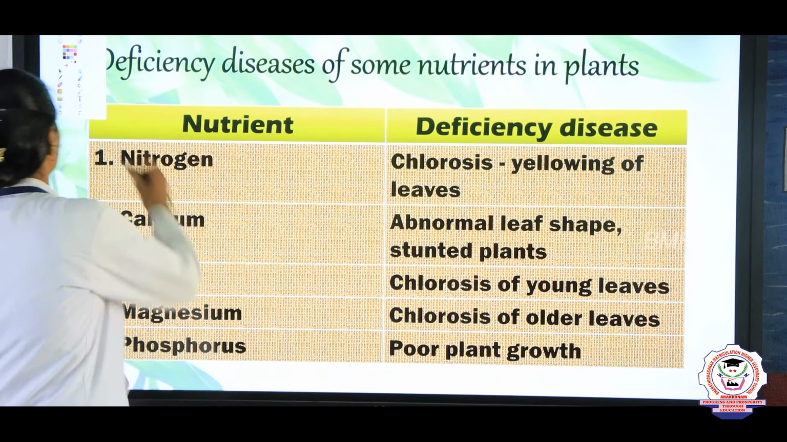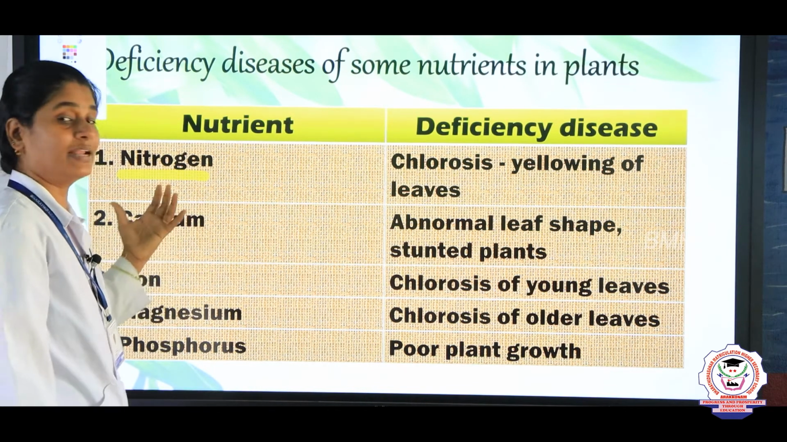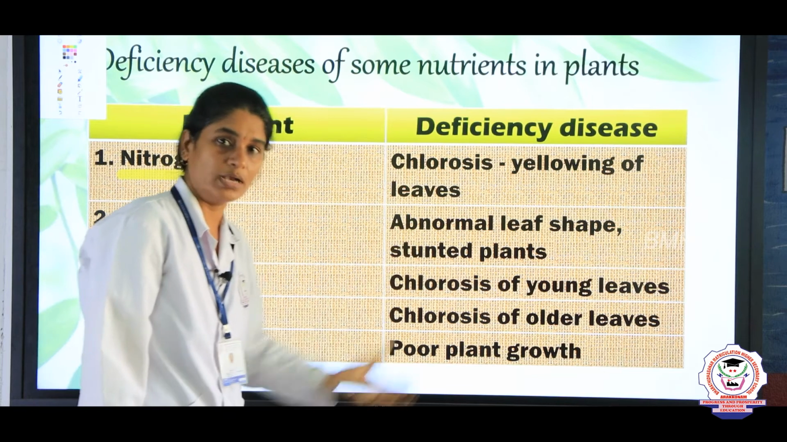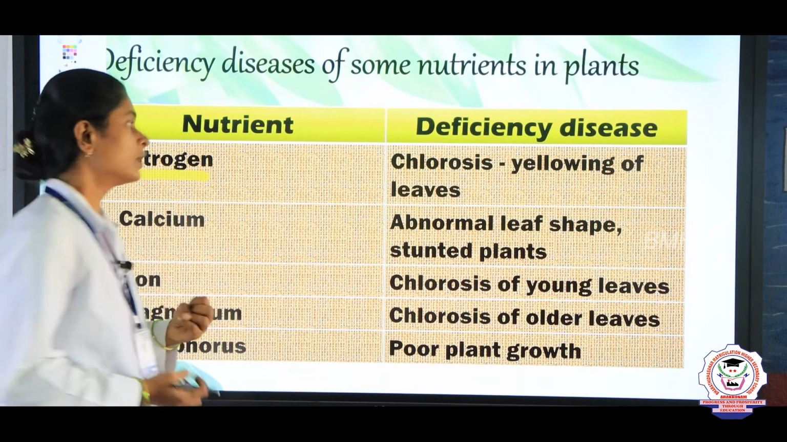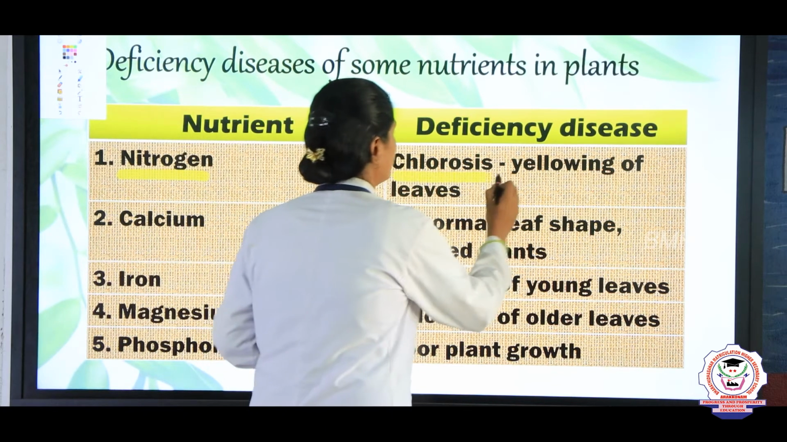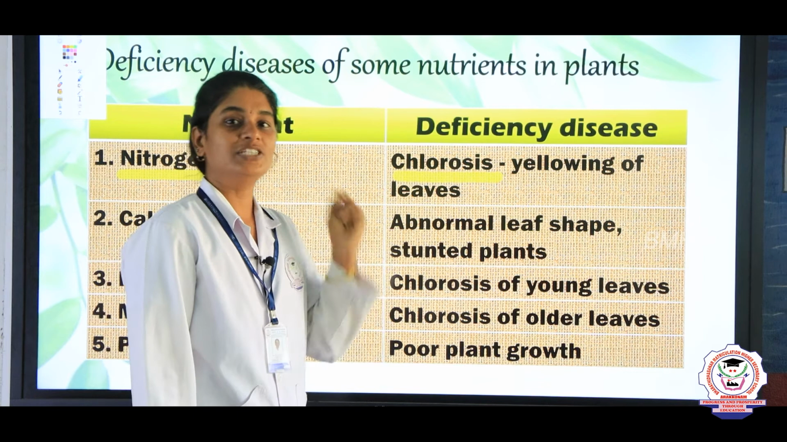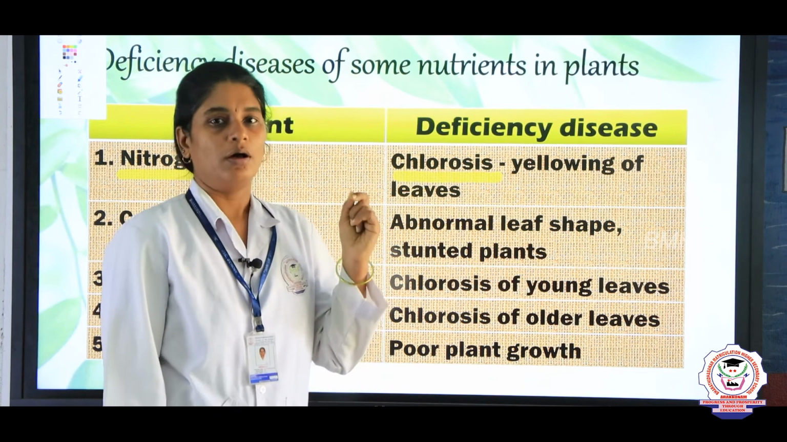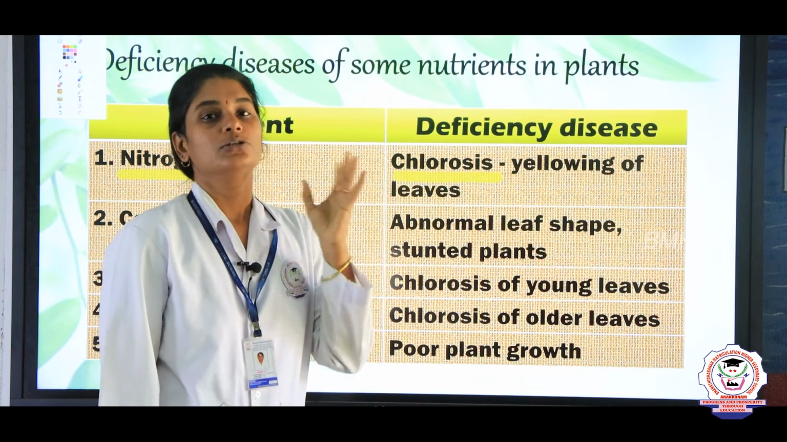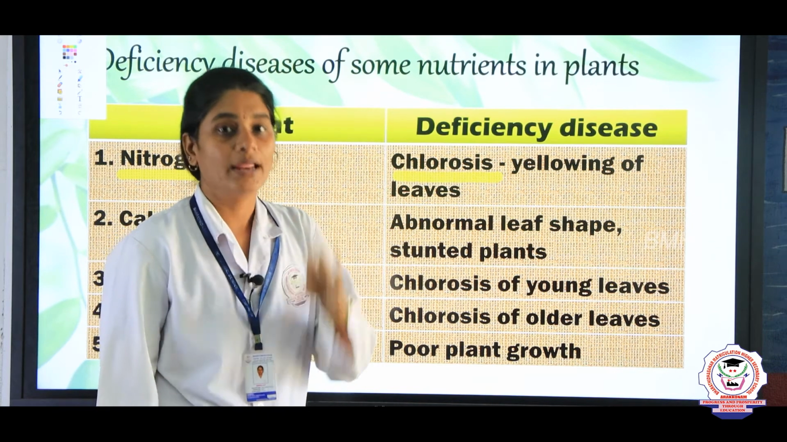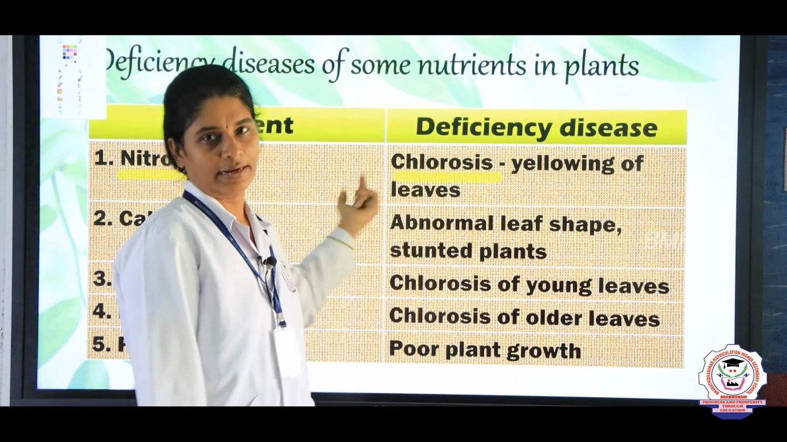Okay. So, first we are going to see nitrogen. When nitrogen is not present in the soil, when nitrogen cannot be absorbed by the plants, they get chlorosis. Chlorosis means yellowing of leaves. So, instead of the leaves being green in color, they will be yellowish in color. It means that the plant is lacking nitrogen.